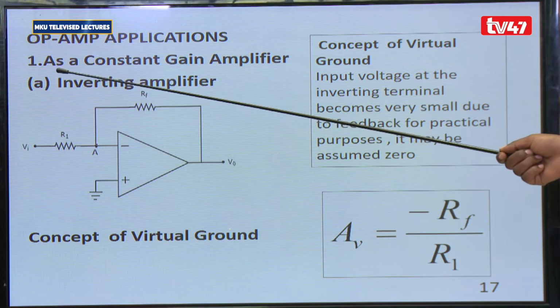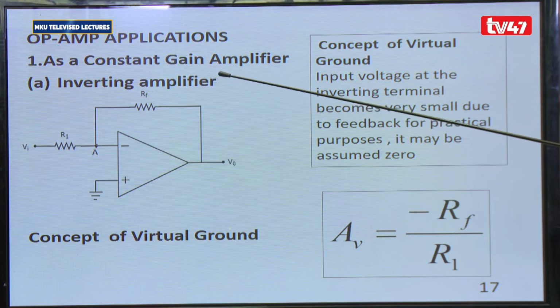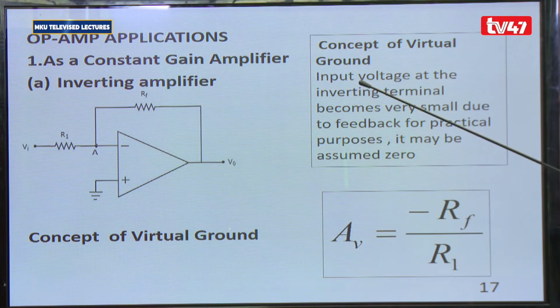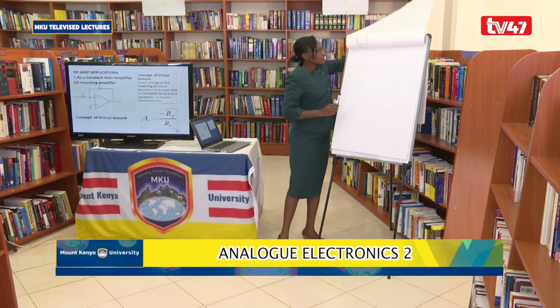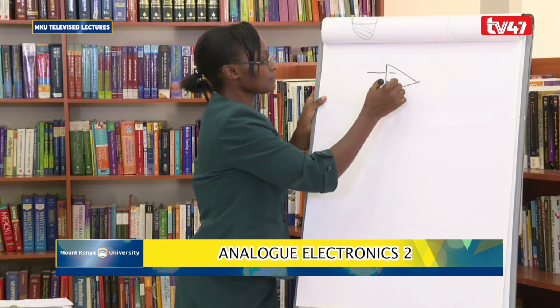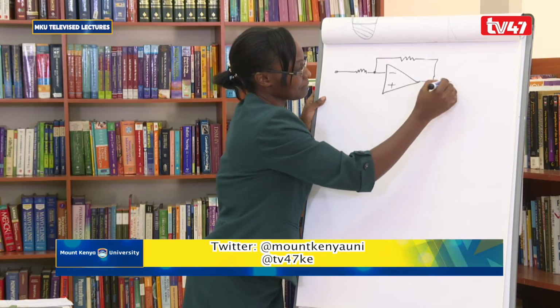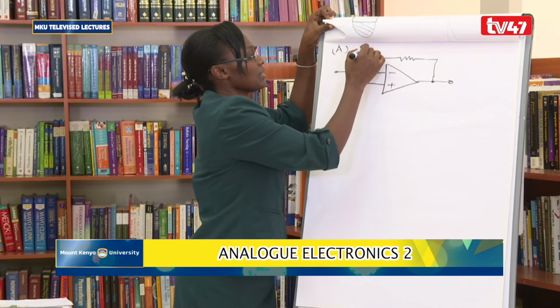So number one, it can be connected as a constant gain amplifier. And as a constant gain amplifier, you can either have the inverting amplifier or the non-inverting amplifier. But before then, I want us to look at the concept of virtual ground using this diagram of inverting amplifier. I can redraw the diagram here. Have my feedback resistor connected there. So this is A, inverting.